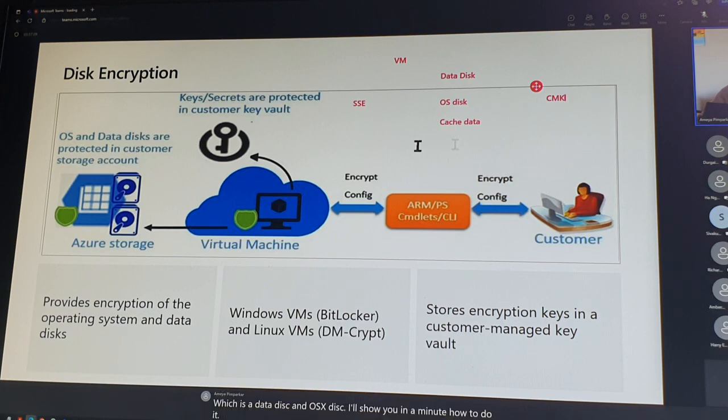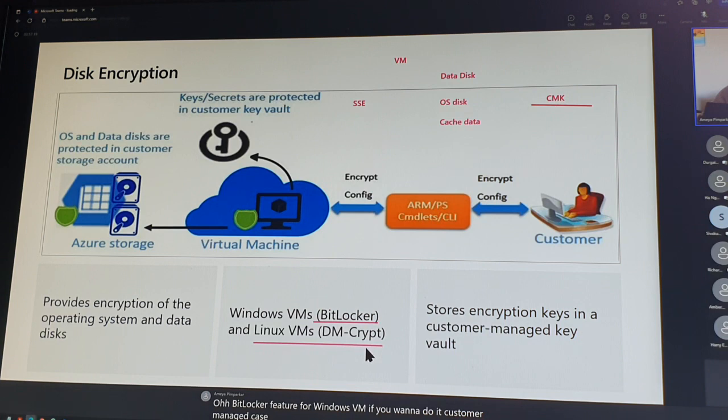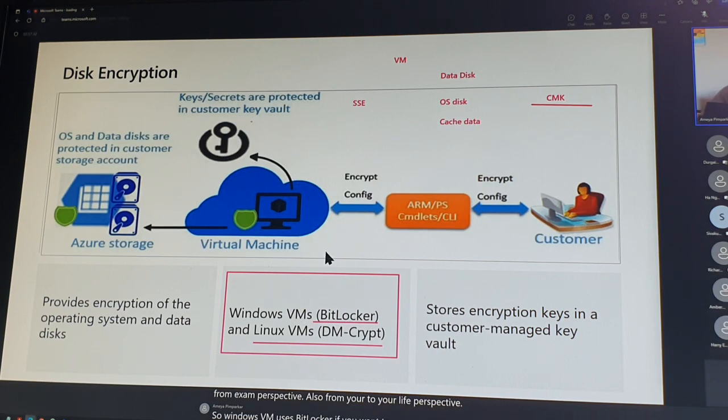If you want to do customer managed keys, you use the BitLocker feature for a Windows VM. And for Linux, you use dmcrypt. Very important, not just from an exam perspective, but also from your real life perspective. So a Windows VM uses BitLocker if you want to use your own keys, and for Linux VMs, you use dmcrypt.